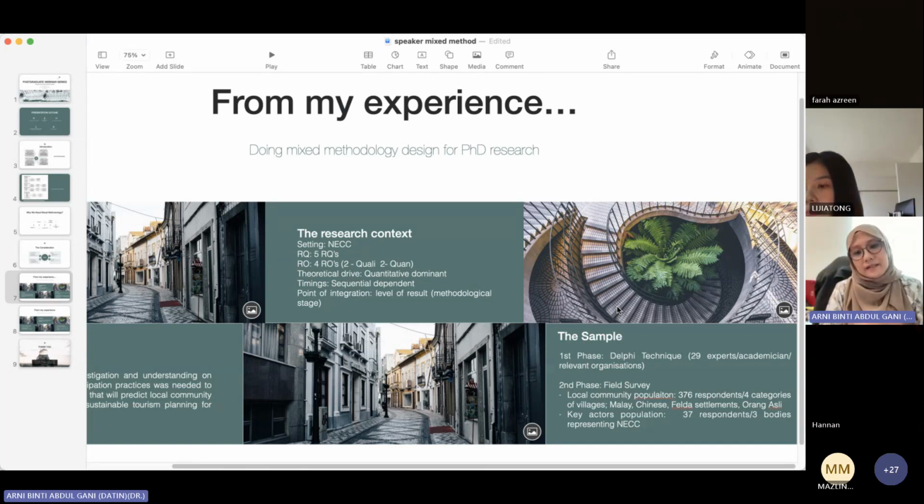And then for the second phase, I conducted a field survey, where, as I mentioned, the setting is NECC.